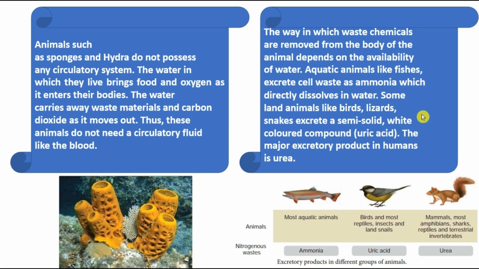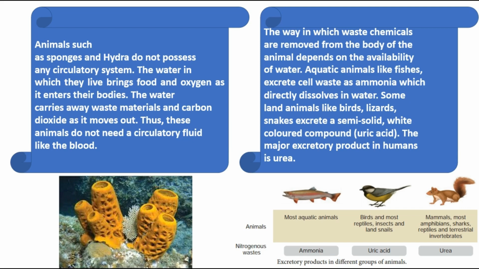Moving on to the second fact in this slide, the way in which waste chemicals are removed from the body of animals depends on the availability of water, which of course we have seen in the previous example also. So aquatic animals like fishes excrete cell waste as ammonia, which directly gets dissolved in water. Again, for them also water is surrounding them. This ammonia they secrete, for us it is urine, for them it is ammonia, and this directly dissolves in the water. For us the toxic materials are first dissolved in water and then pushed out through the ureter. For them water is already around them, so they just excrete ammonia and it gets dissolved in the surrounding water.